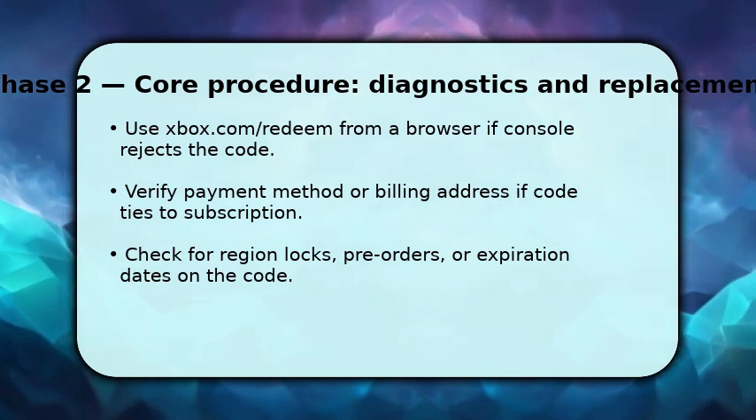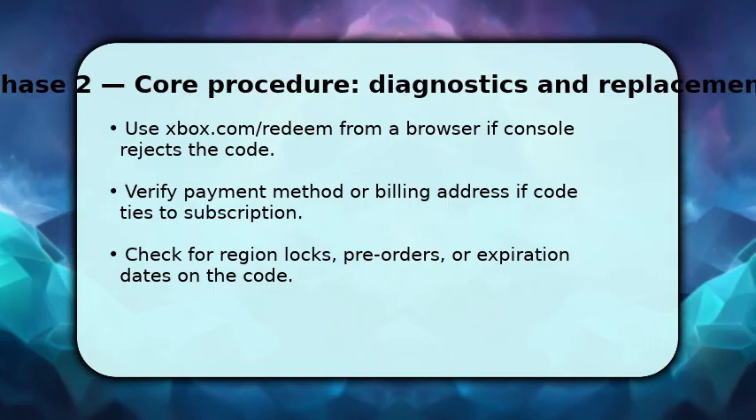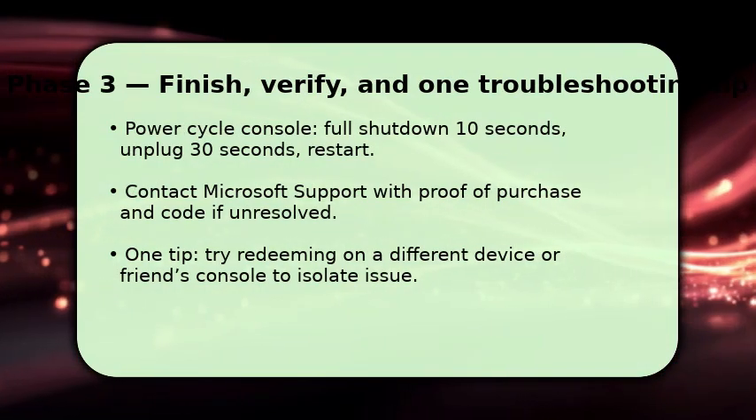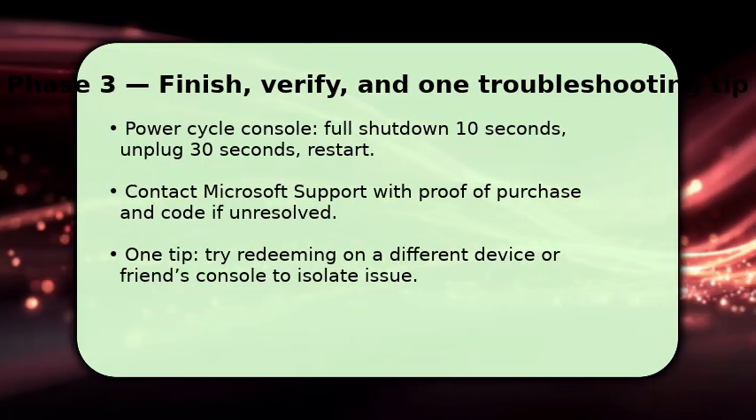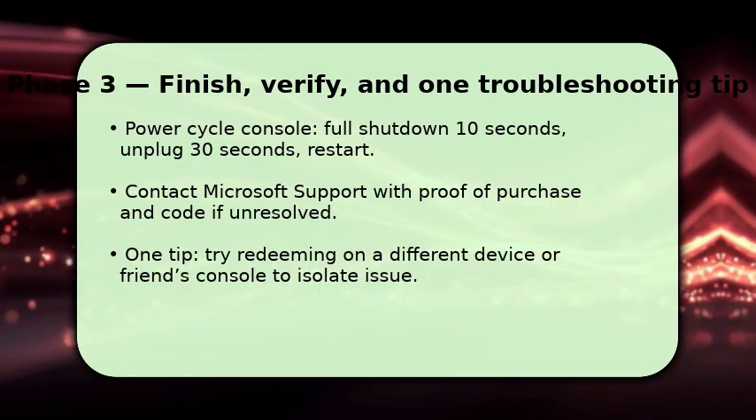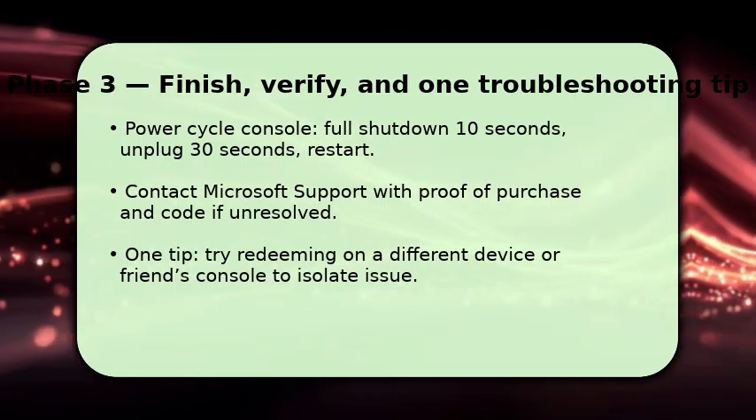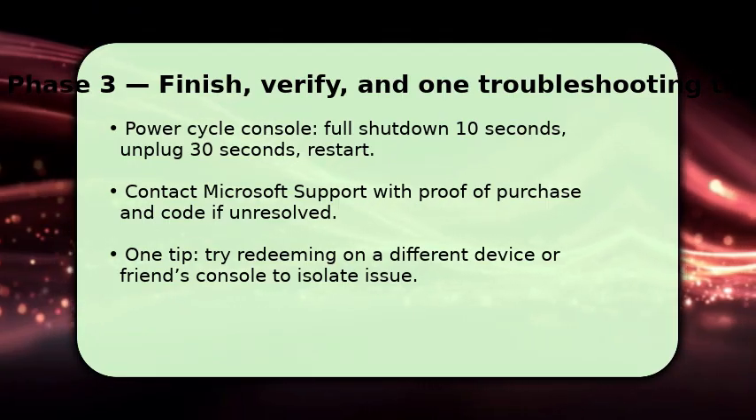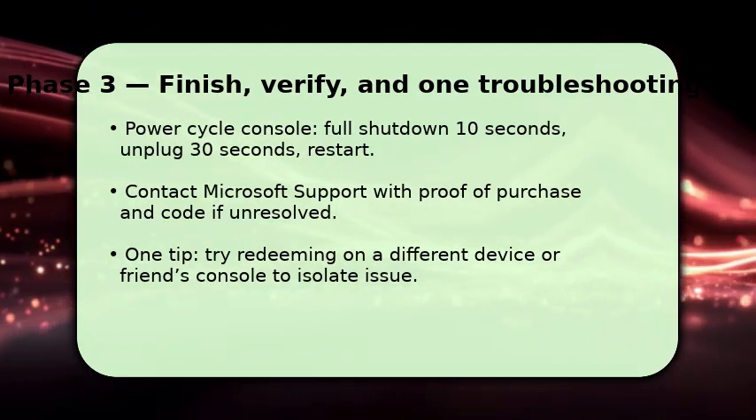Finish by power cycling your Xbox. Perform a full shutdown for 10 seconds, unplug for 30 seconds, then restart, because cached validation errors can vanish after a hard reboot. If the code still fails, gather proof of purchase and contact Microsoft support. Provide the code, receipt, and account email to speed resolution.